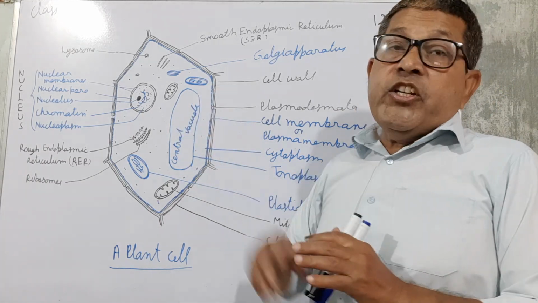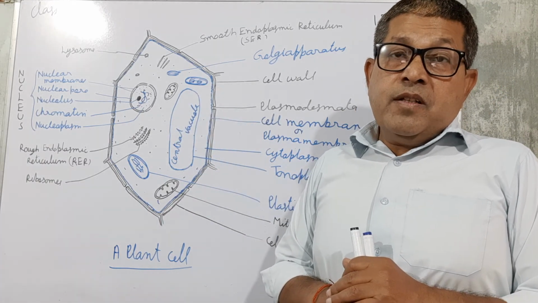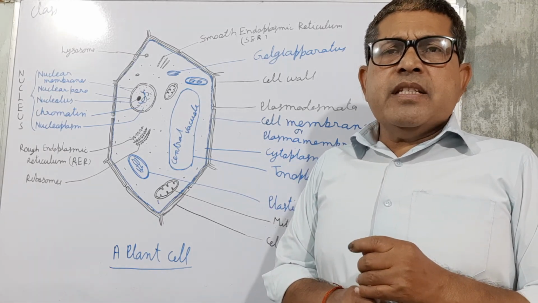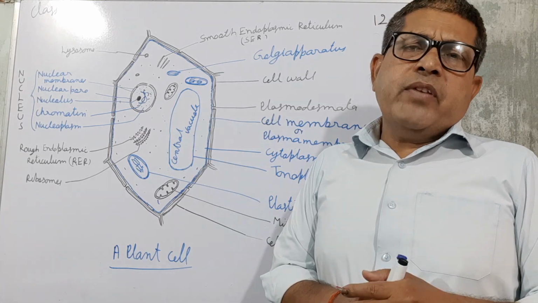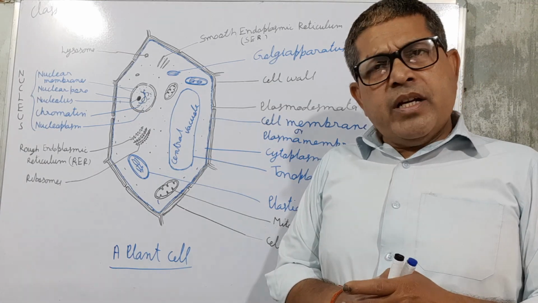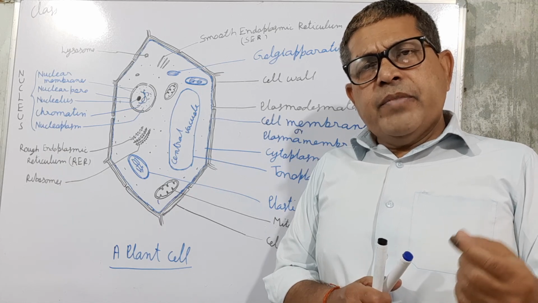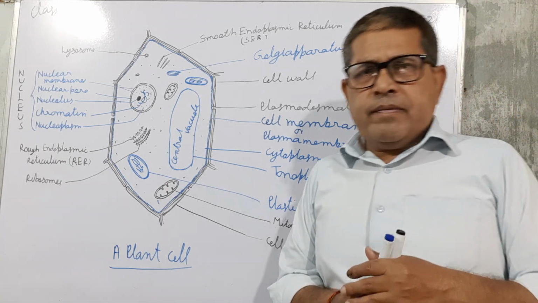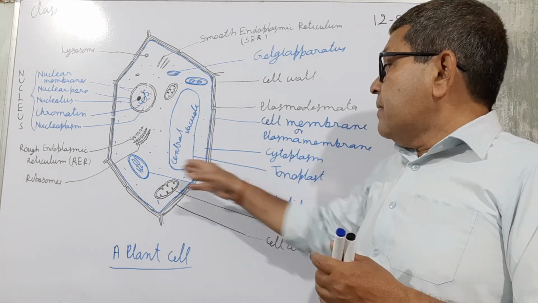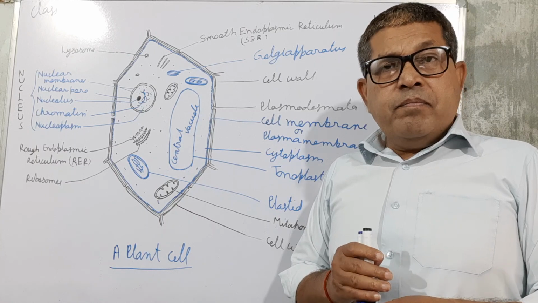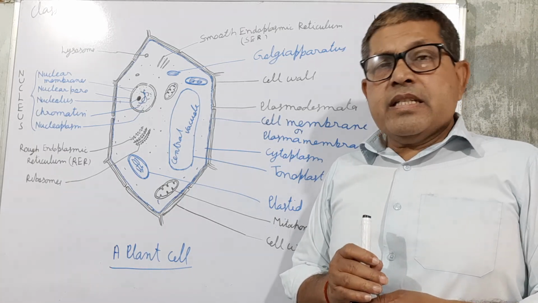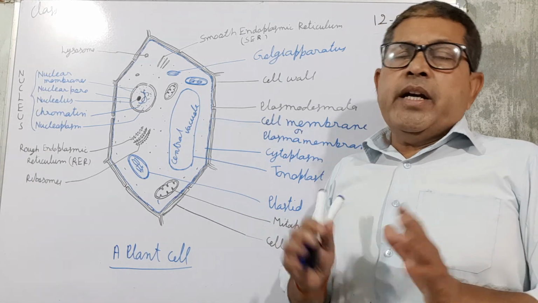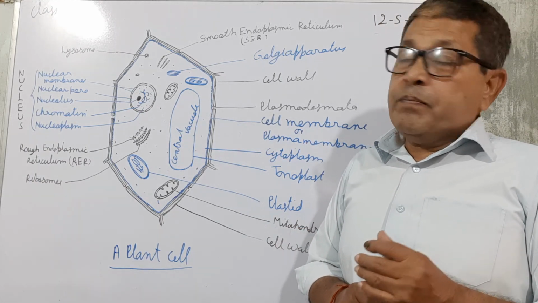Other, vacuole. Plant cells have big vacuoles, but animal cells generally do not have vacuoles. If vacuoles are there, they are very small in size and their number will be more than one. Next one is plastids. Plastids are found only in plant cells. Animal cells do not have plastids.